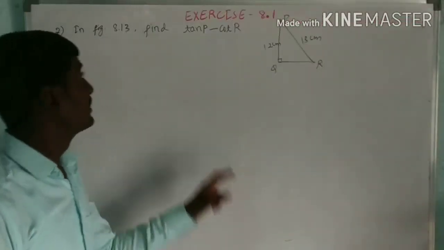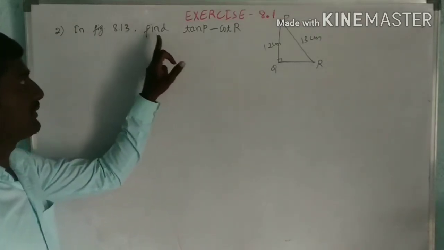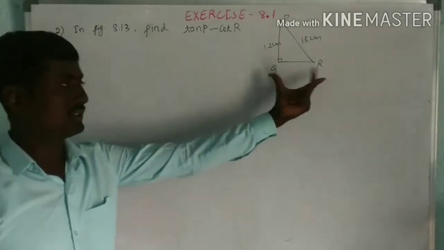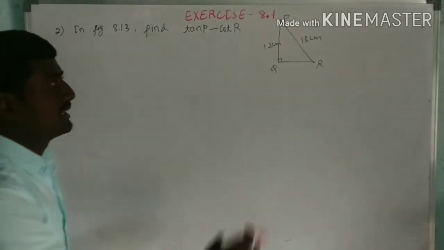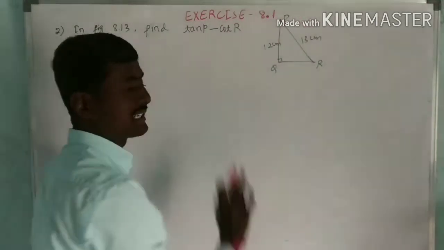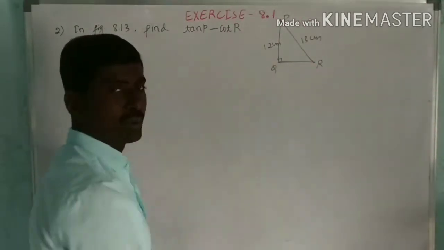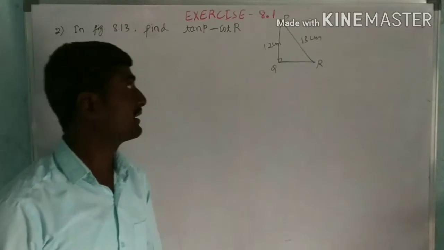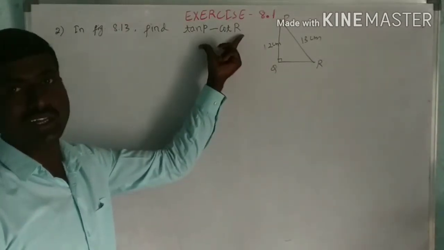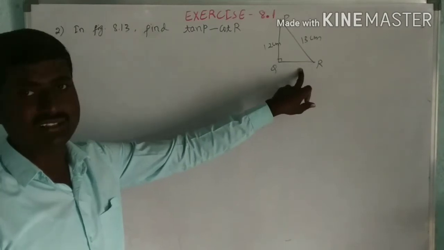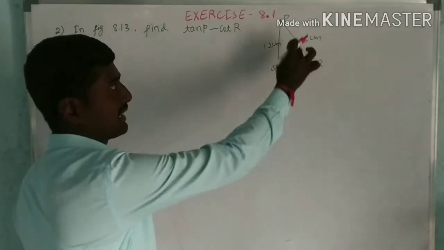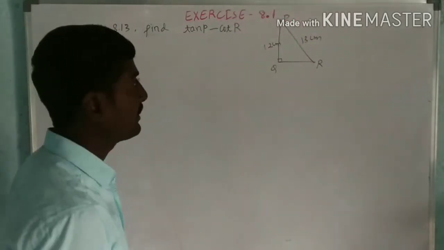Second question. In figure 8.13, find tan P minus cot R. So this is the given diagram. Here PQ is 12 centimeter, PR is 13 centimeter, QR we don't know. QR we have to find, because we want QR. So for that the third side we have to find. Now to find the third side, we have to apply Pythagoras theorem here.